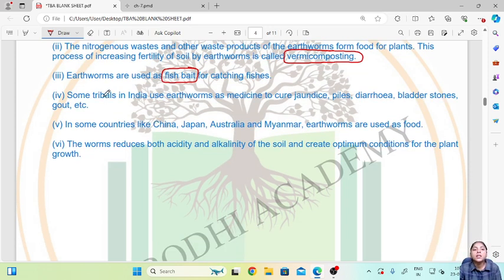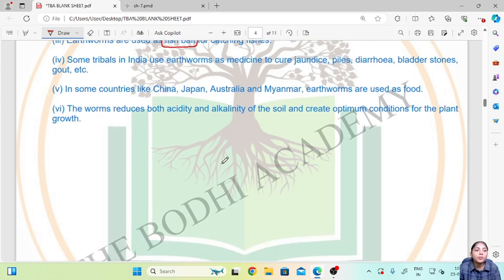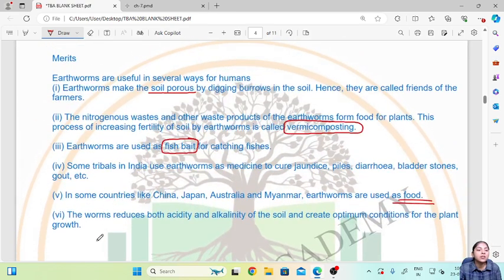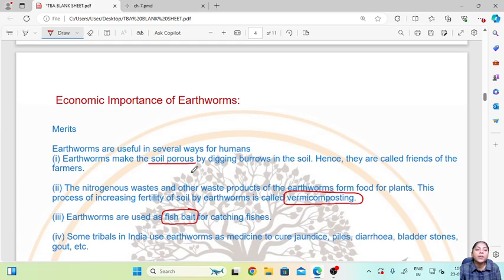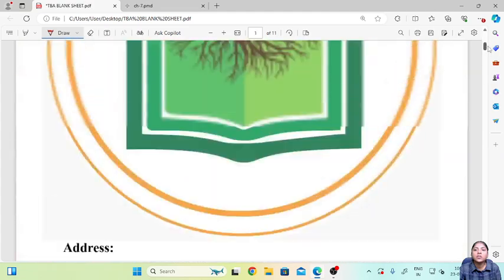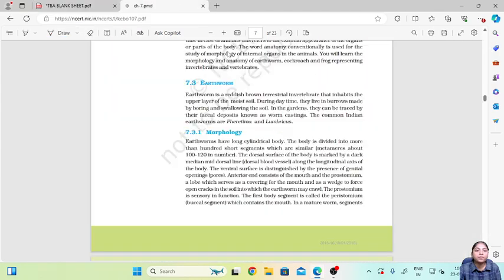Then some tribals in India use earthworm as medicines to cure various diseases such as jaundice, piles, diarrhea, bladder stones, gout, etc. Then in countries like China, Japan, Australia, Myanmar, earthworms are used as food. And then last one is the worms reduce both acidity and alkalinity of the soil and create optimum conditions for plant growth. So these are all the benefits or the economic importance of the earthworms that we have seen.